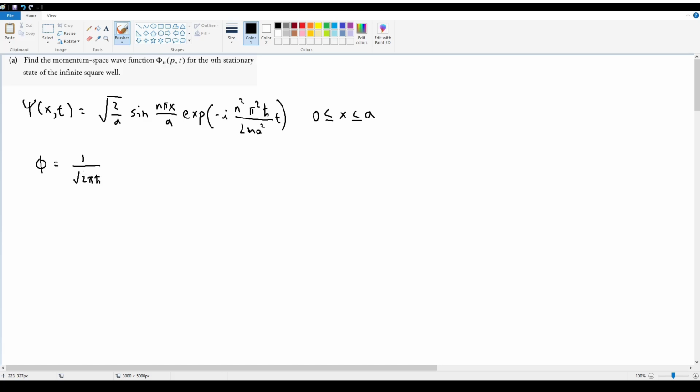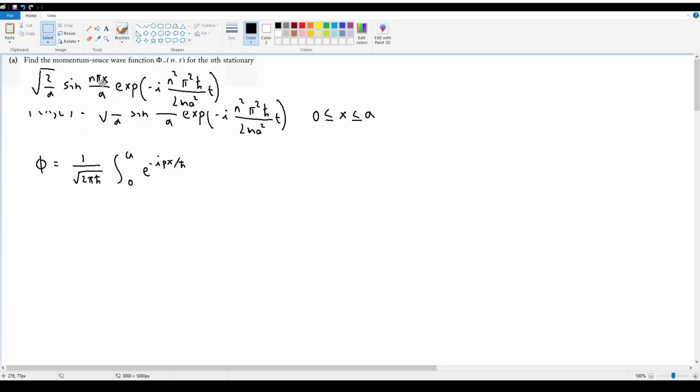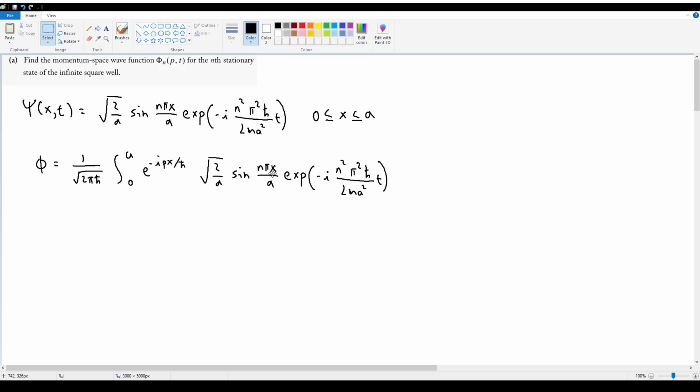pi h bar times the integral from 0 to a of e to the negative ipx divided by h bar, multiplied by our psi wave function, which I'm just going to copy down here, and then closed off with a dx. Okay, immediately I'm dealing with a very complicated dx integral. Let me move as much stuff out of here as possible.